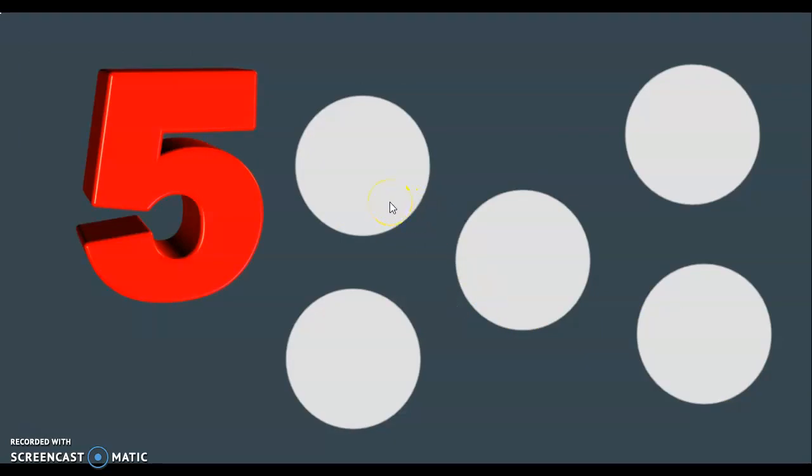Then the number after 4 is the number 5. We want to make sure we have 5 circles. We have 1, 2, 3, 4, 5. And if we count them this way, we have 1, 2, 3, 4, 5. So we can always double check to make sure that we have the correct amount, counting them any way, as long as they're all there.